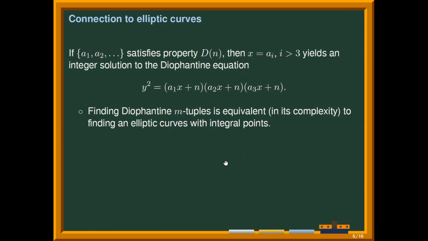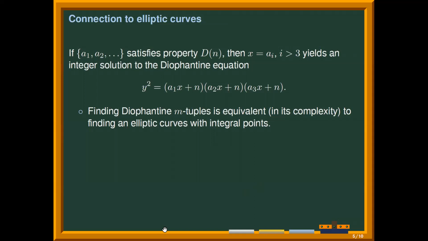I was just wondering, here the correspondence between the integer solutions and the tuples is not one-to-one, right? It's not one-to-one, especially because we are assuming our Diophantine M-tuple to be positive numbers, and then your integer solution can also be negative. So definitely it is not one-to-one. Any other questions?